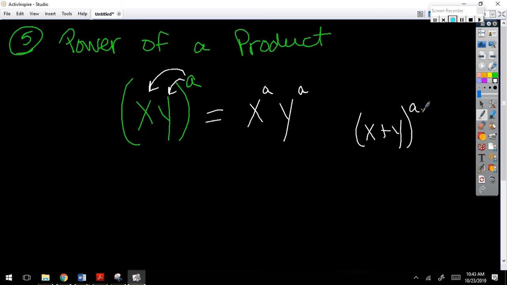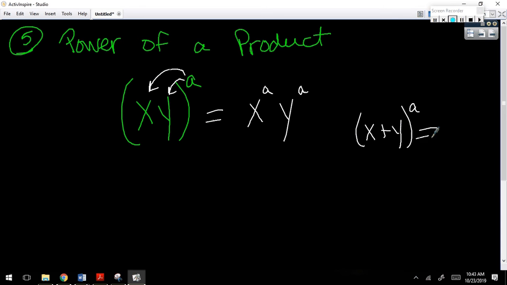If you are adding or subtracting in those parentheses, you never, never, never distribute an exponent. So what do you do? If it's like that, you're going to add first and then do the exponent. Yes, and if you can't, then it becomes a FOIL type problem. Okay?